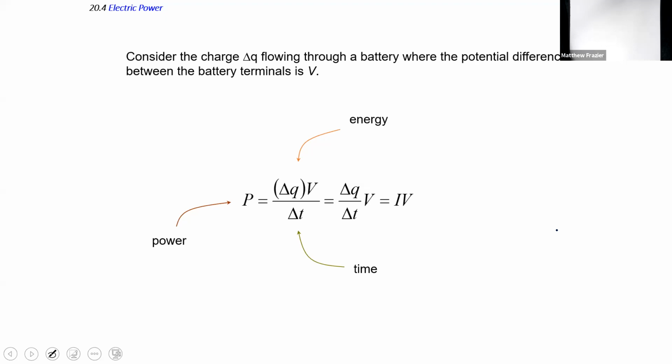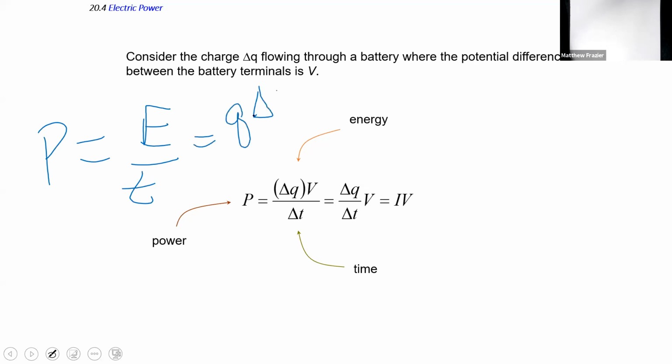The way to do that is to look at energy over time. The power is energy over time, and the energy is Q delta V over time, as we defined from the previous chapter. The electrical potential energy is the charge times the potential difference. So when we do that, we realize we have the change in charge.